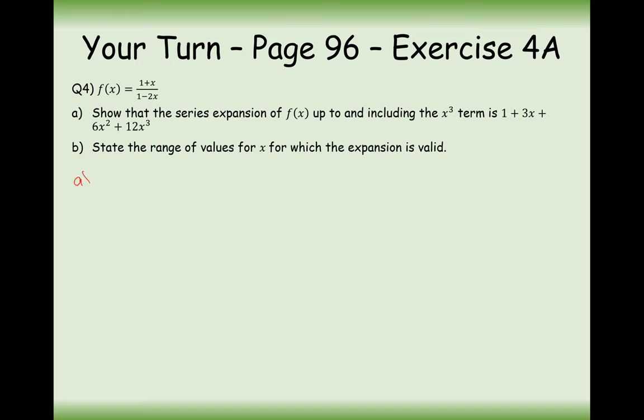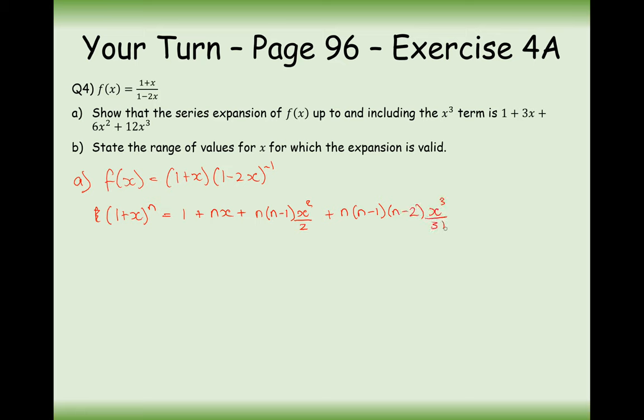Right, okay then, let's go through this answer. What we'll have to do first is turn f of x into 1 plus x times 1 minus 2x to the power of minus 1. When we're doing this, we substitute into the binomial expansion of 1 plus x to the n, which equals 1 plus nx plus n(n minus 1) x squared over 2 plus n(n minus 1)(n minus 2) x cubed over 3 factorial, and it will carry on going.